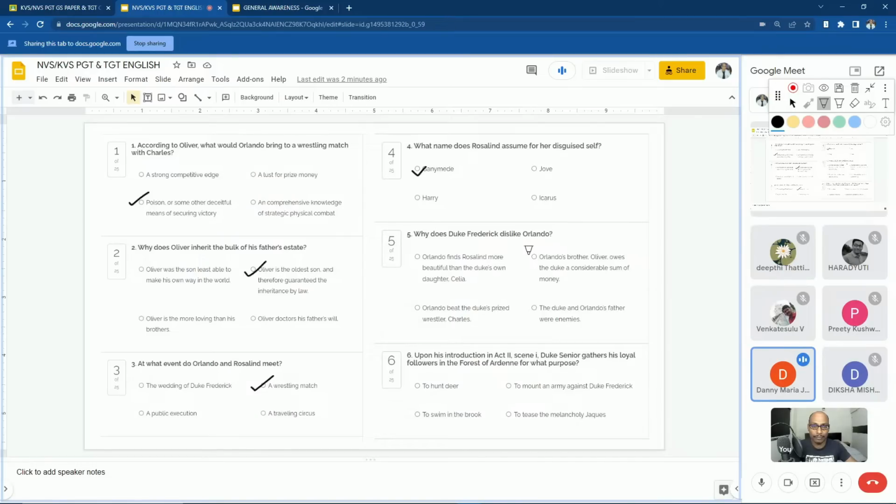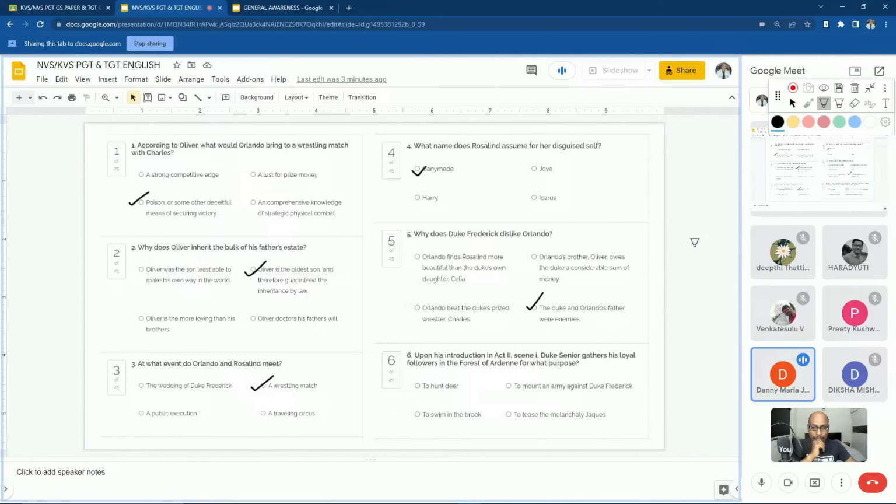Why does Duke Frederick dislike Orlando? Orlando finds Rosalind more beautiful than the Duke's own daughter Celia. Orlando's brother Oliver owes the Duke a considerable sum of money. Orlando beat the Duke's prized wrestler Charles, and the Duke and Orlando's father were enemies. I think option 4, sir, the Duke and Orlando's father were enemies. Orlando finding Rosalind more beautiful than Celia is wrong. Orlando's brother Oliver owes the Duke money. Orlando beats the Duke's prized wrestler Charles. The Duke and Orlando's fathers were enemies. This one is correct. Next question.